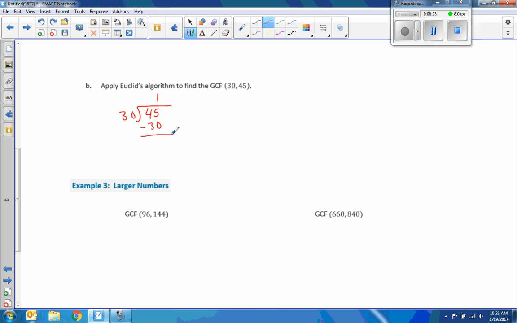Don't worry about remainders and continuing with decimals. Take what we got from the remainder and then divide the number we started with by the remainder. 2 times 15 is 30. Subtract. Once you get a remainder of 0, then our GCF is what we divided by. So the greatest common factor of 30 and 45 is 15.